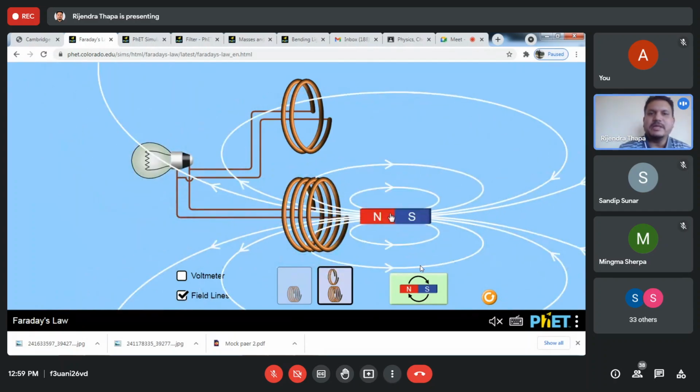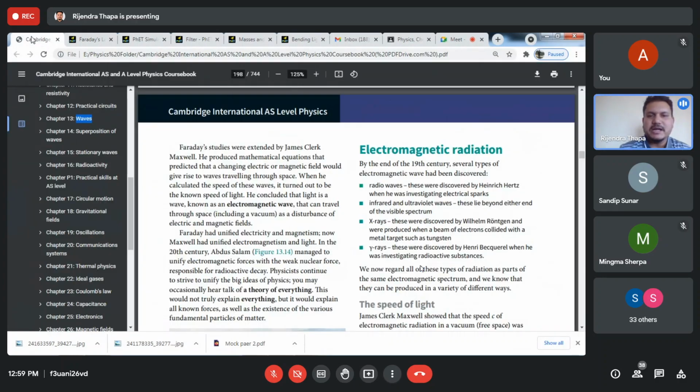Now from there onwards, Maxwell carried out his mathematical calculation, and what he found was that a changing electric or magnetic field would give rise to a wave traveling through space. When there is a change in electric or magnetic field, that change will create an electromagnetic disturbance, and that disturbance will travel through space. When you calculate the speed, it turned out to be the known speed of light, 3.00 times 10 raised to the power 8 meters per second.